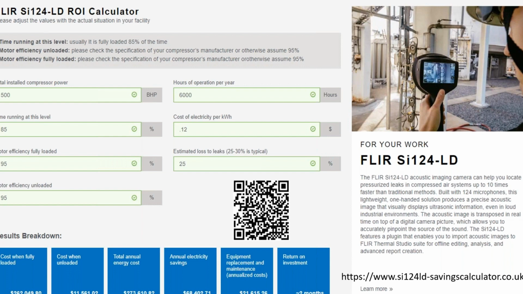But it really will help you quickly ascertain what impact compressed air loss is having in my facility, based on my compressor horsepower, the time that it's running, the efficiency as it's fully loaded and when it's unloaded, how often it's running per year, what my kW rate for electricity is, and estimated leaks. We are using the Department of Energy's standard numbers here, and even at 25%, which is a pretty low estimate, this is costing annual electric savings of $68,000.